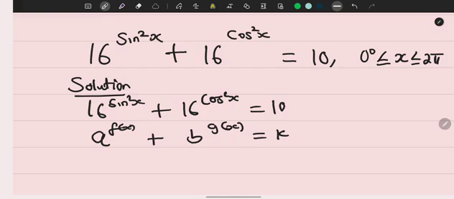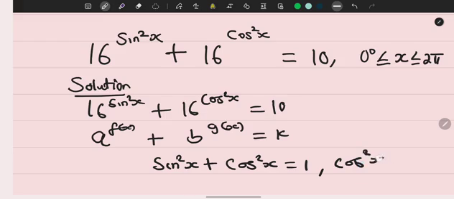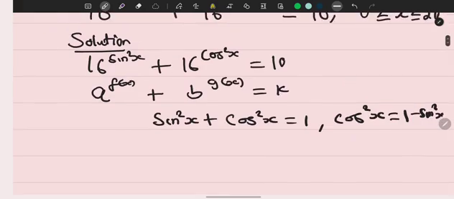And one of the trig identities that we have is sine squared x plus cos squared x equals 1. Okay, and what you just need to do now is rewrite one of the terms on the left hand side in terms of the other one. So let's make cos squared x the subject of the formula. So we have cos squared x equals 1 minus sine squared x, meaning that we just replace cos squared x here with 1 minus sine squared x.